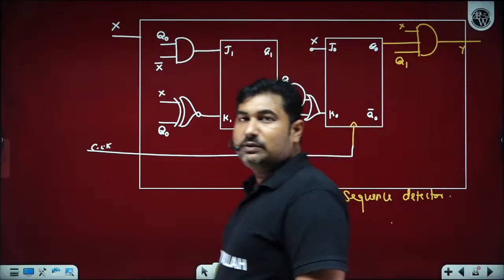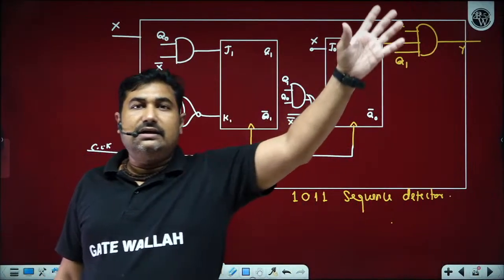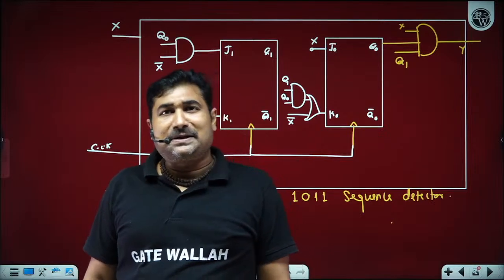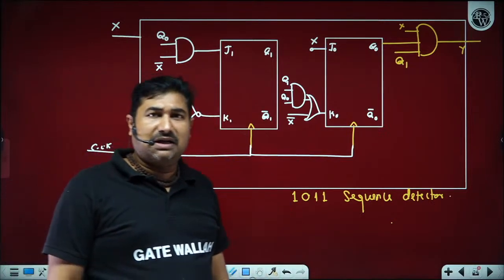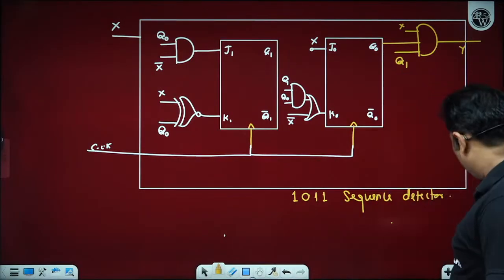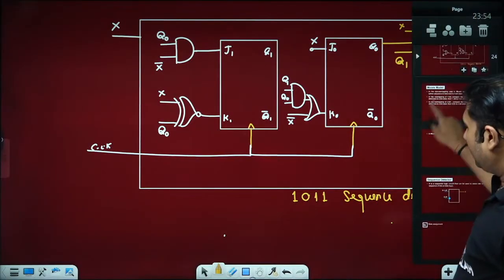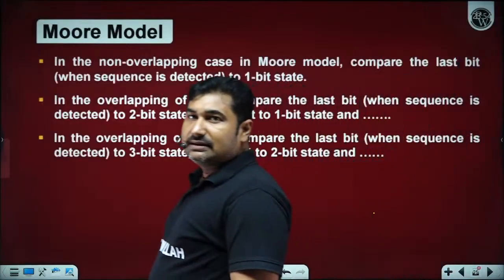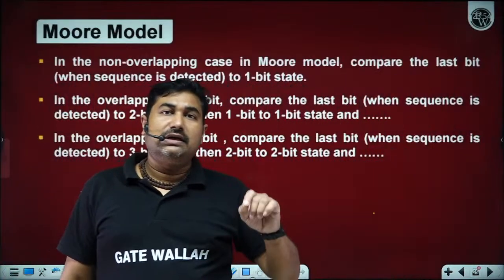Hoping all of you are able to understand up to this part perfectly. So from now onward you can design any desired sequence detector. Now you know the Mealy model in a perfect way. Let's talk about the Moore model as well. What is the difference between the Mealy and Moore model? The basic difference is the ending of your state diagram.